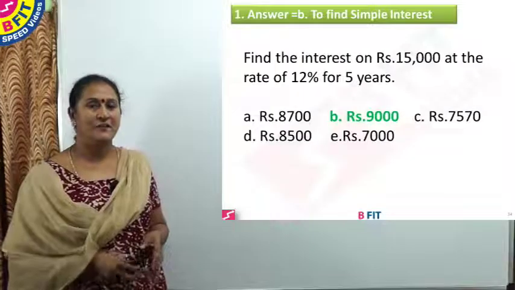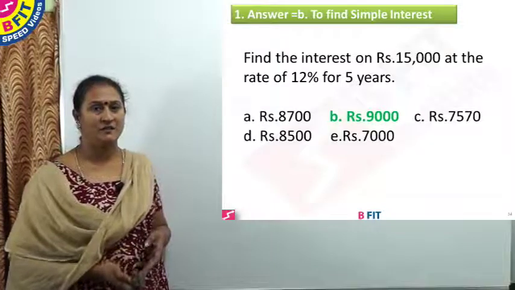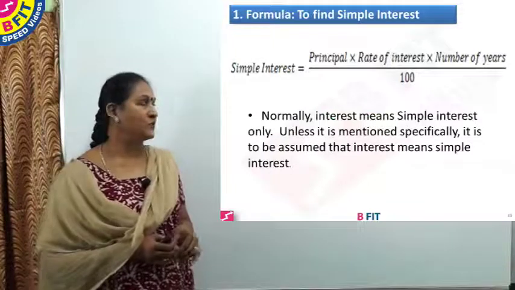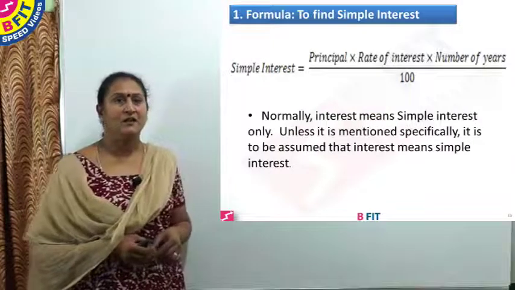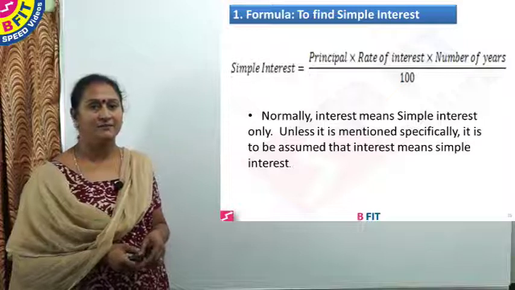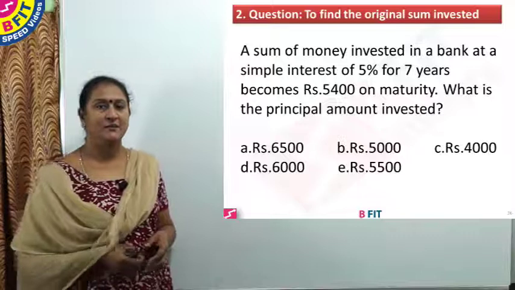And the answer for question number 1 is option B, rupees 9,000. So the working here is, simple interest is got by principal into rate of interest for the number of years by 100. So we'll see the next question, question number 2.